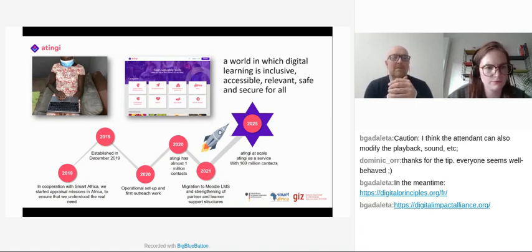Just as Claudine said, the whole process started by doing some appraisal missions, particularly in West Africa, where I was involved as well, working with a local partner called Smart Africa.